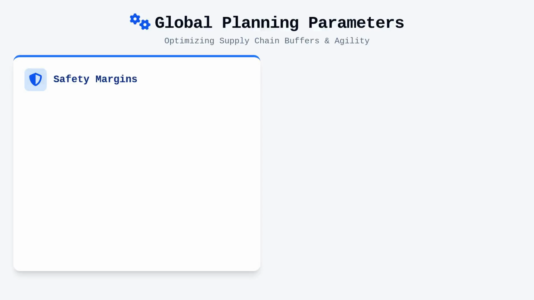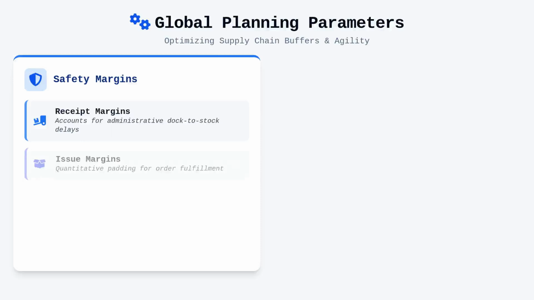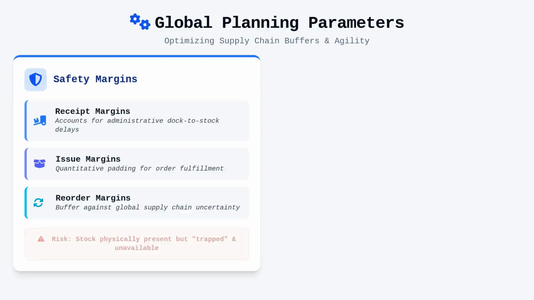One of the most critical aspects of these global parameters is the configuration of safety margins, which provide a buffer against the inherent uncertainty of global supply chains. When you configure receipt, issue, and reorder margins, you are essentially instructing the planning engine to add temporal or quantitative padding to your supply chain activities. For example, a receipt margin might be set to account for the typical administrative delay between receiving goods at the dock and making them available for inventory reservation. If the system does not respect these margins, planners might find themselves unable to promise orders because the stock, while physically present, remains trapped in a state of pending receipt.